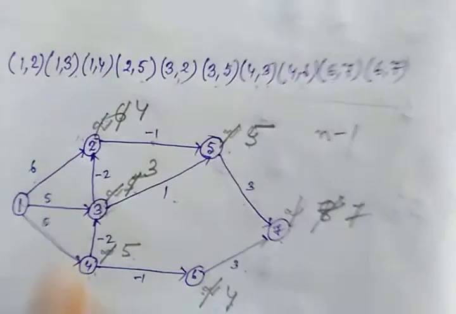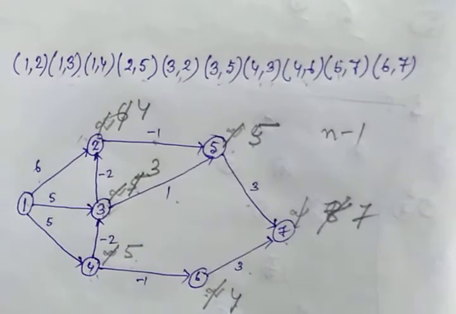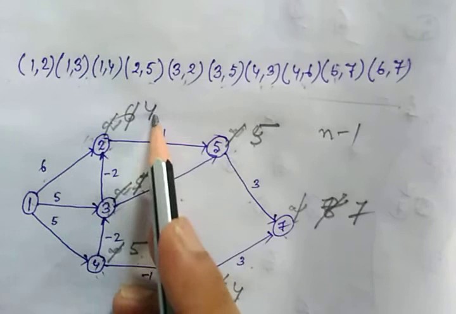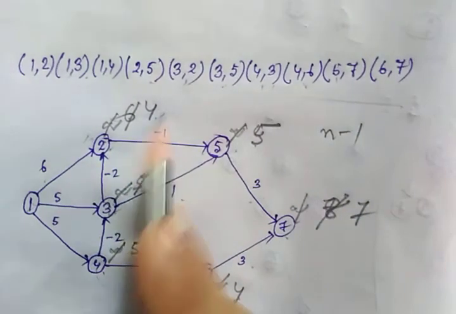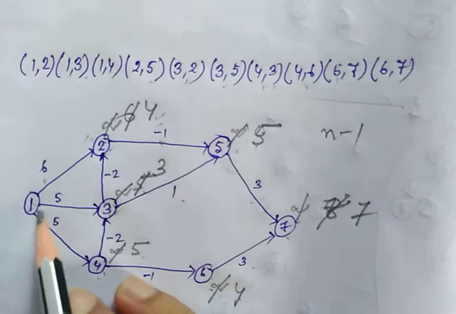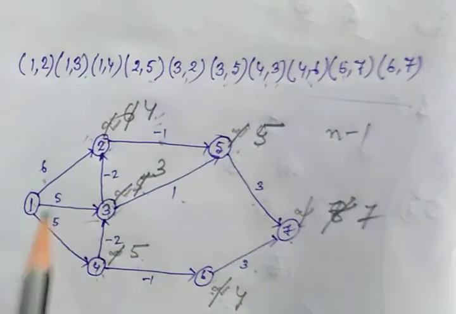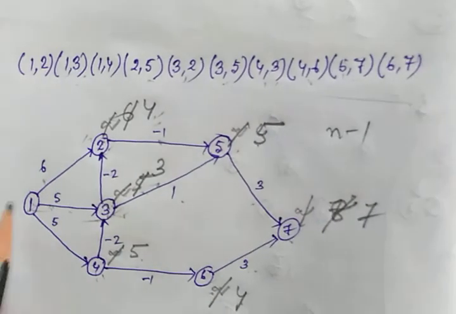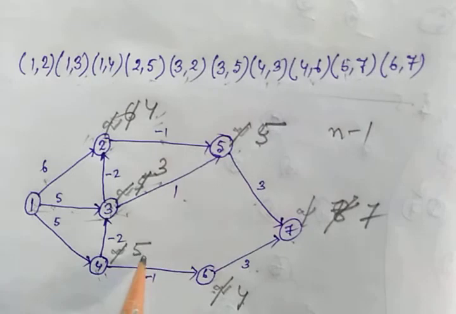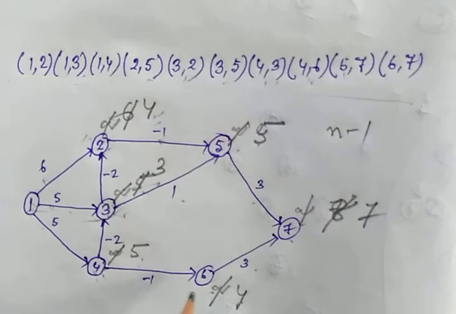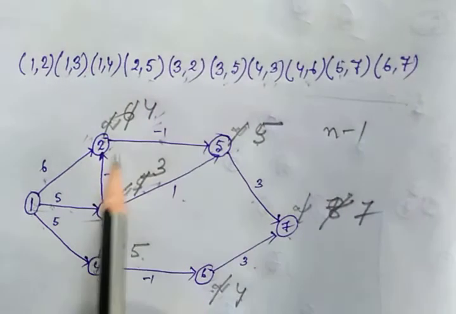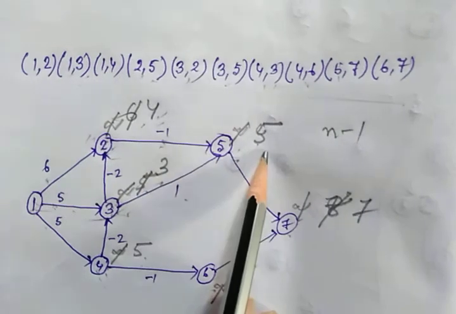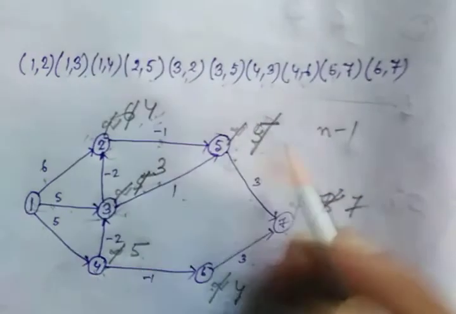You have to continue that n minus 1 times. So again: 1 to 2 is 4, and the edge weight is 6, so 6 is greater, no change. 1 to 3 is 5 against 3, no change. 1 to 4 is 5, same, so no change. Next is 2 to 5: 4 minus 1, that is 3, so it becomes 3.